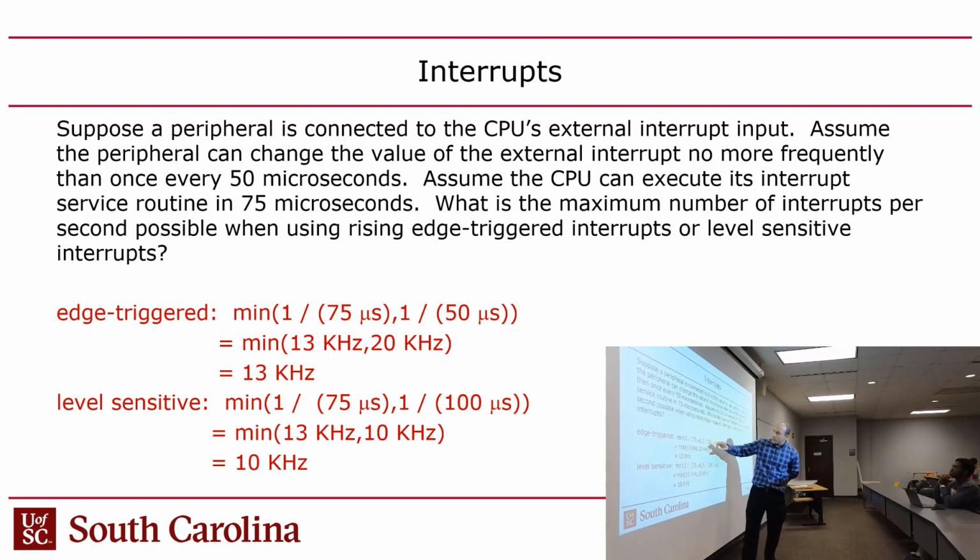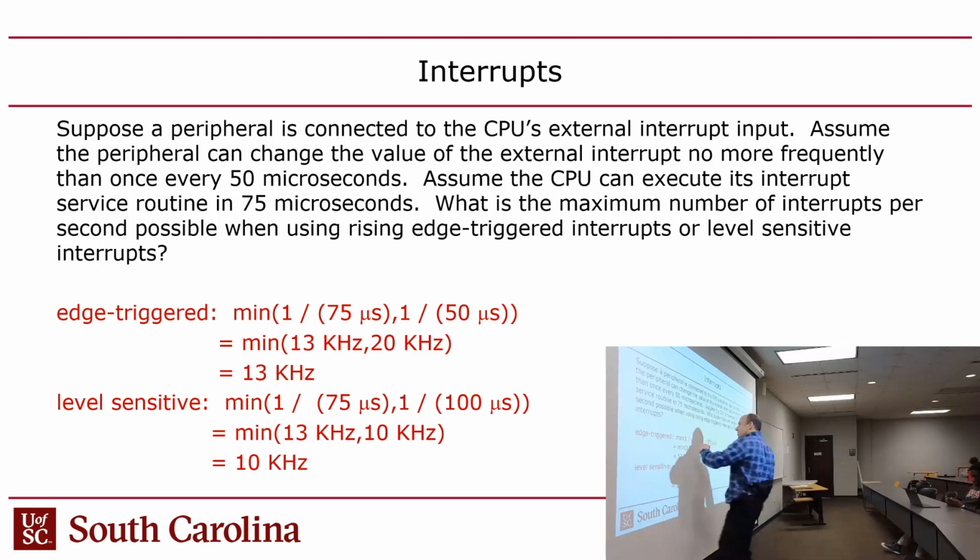The 75 obviously refers to the service time. I can only service it in 75 microseconds. So 1 over 75 microseconds is 13 kilohertz. I'm limited to 13 kilohertz based on how fast I can actually run the interrupt service routine. And then this is meant to represent how fast I can actually trigger the interrupt, so I've got 1 over 50. Now I would have assumed that'd be 1 over 100 there.